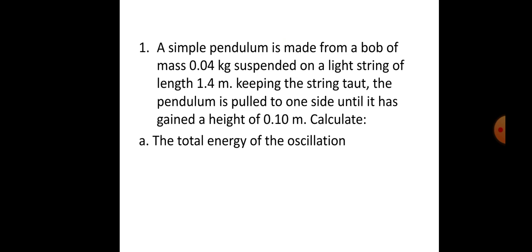A simple pendulum is made from a bob of mass 0.04 kilograms suspended on a light string of length 1.4 meter, keeping the string taut. The pendulum is pulled to one side until it has gained a height of 0.1 meter. Calculate the total energy of the oscillation. Total energy.